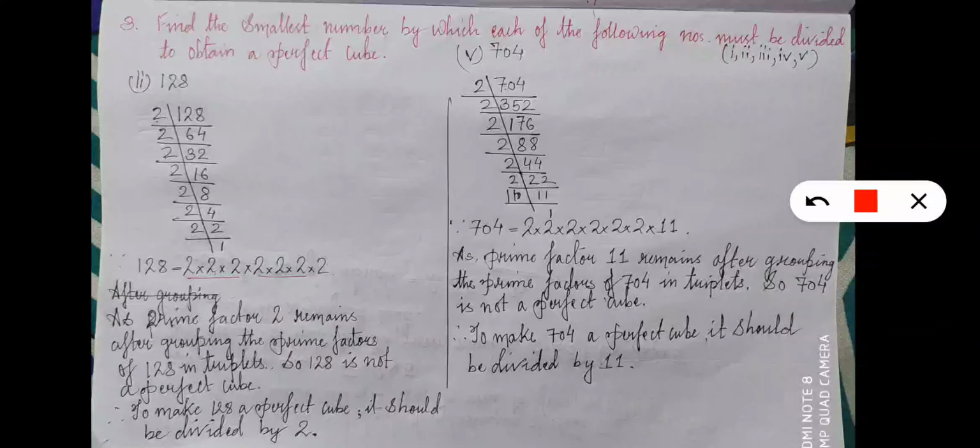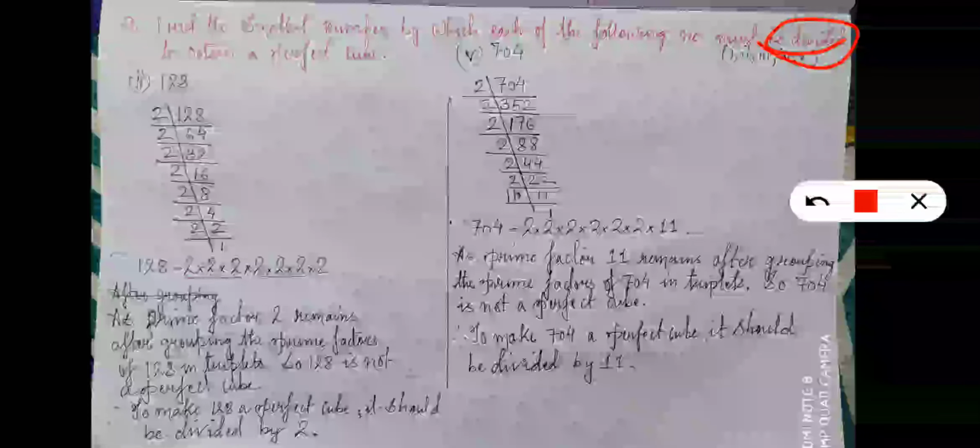My dears, we are in the same exercise 7.1, and this is question number 3. Moreover, this is very similar to question number 2. The only difference is that in question number 2, the question was asking what should be multiplied, and here the question is asking what must be divided.